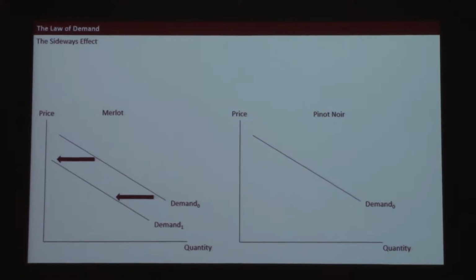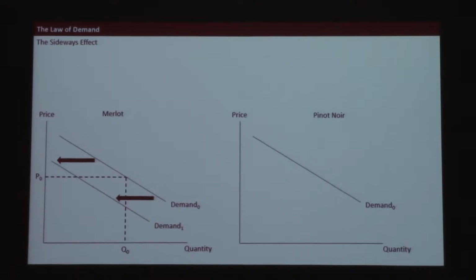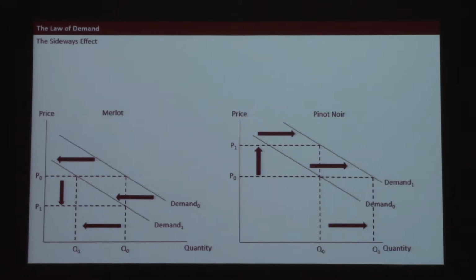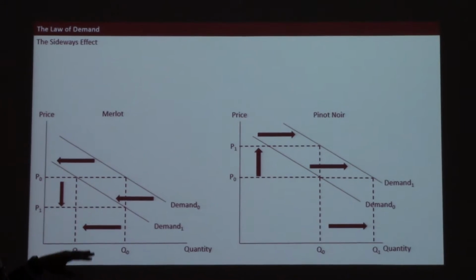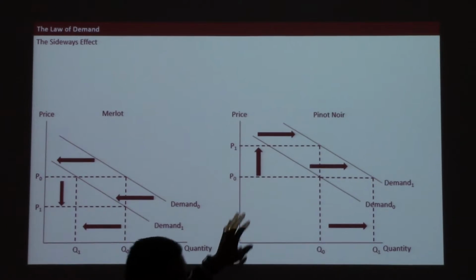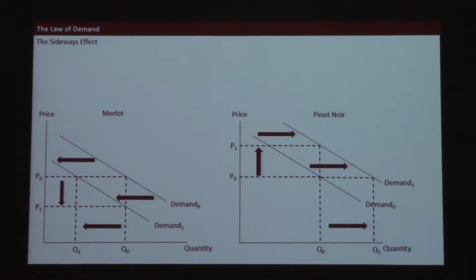We know that the demand for Merlot shifted back, resulting in less sales and lower prices. Demand for Pinot Noir shifted out, resulting in more sales and greater prices. And this is basically what I did in the sideways paper. I just said, look, if there was some sideways effect, we should observe two things. Less Merlot being sold, and then lower prices. And if there was a positive effect on Pinot Noir, we should see more Pinot Noir being sold and higher prices. And that's exactly what we saw in the data.